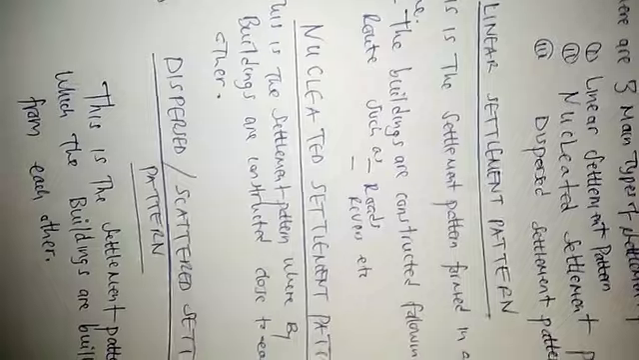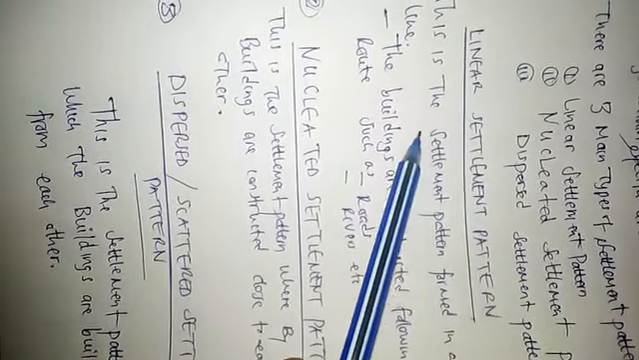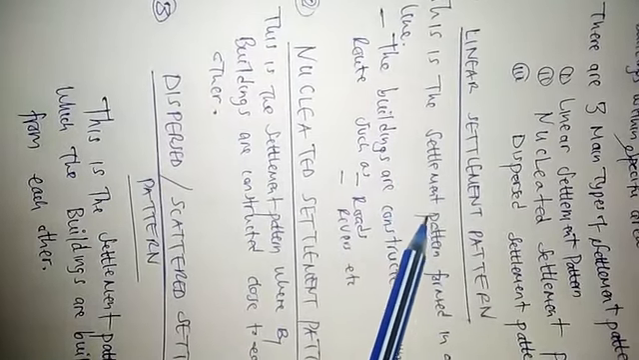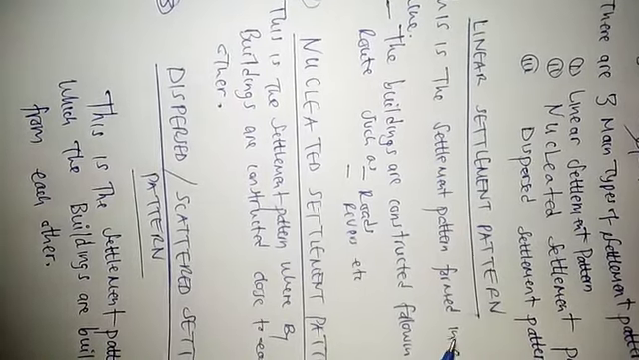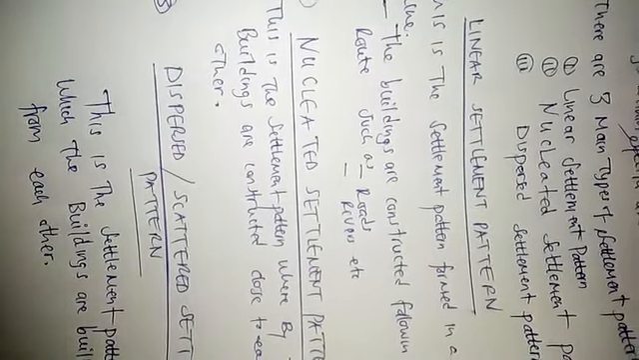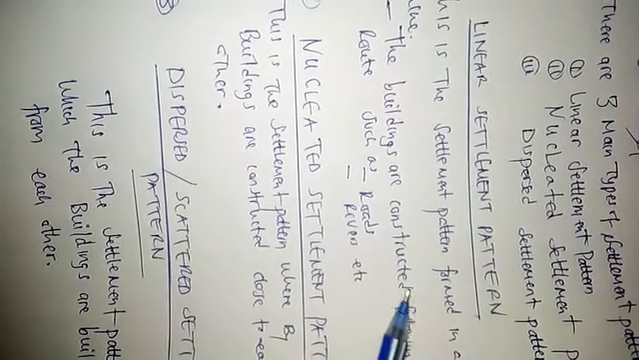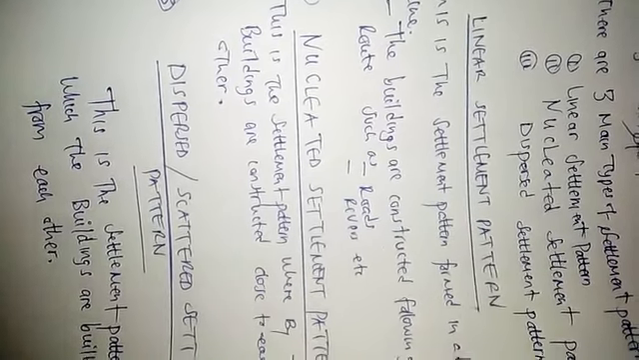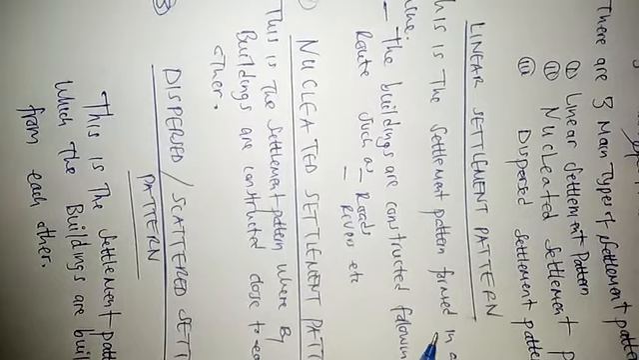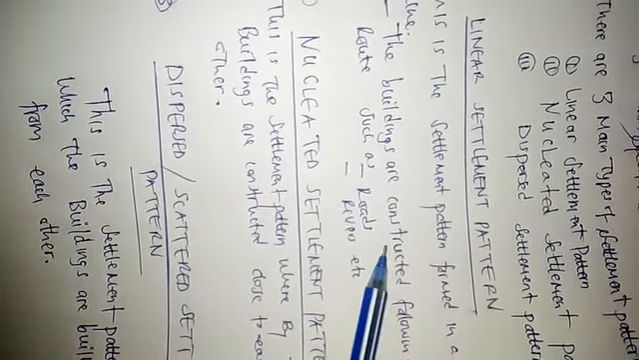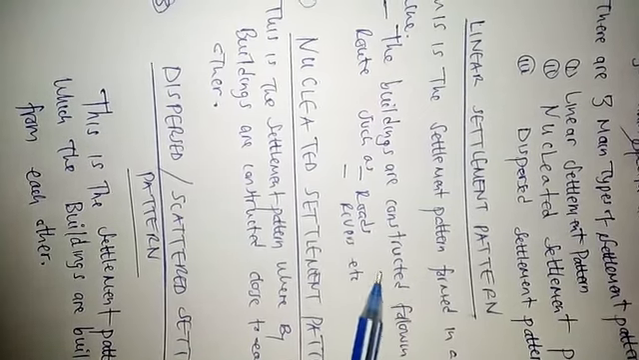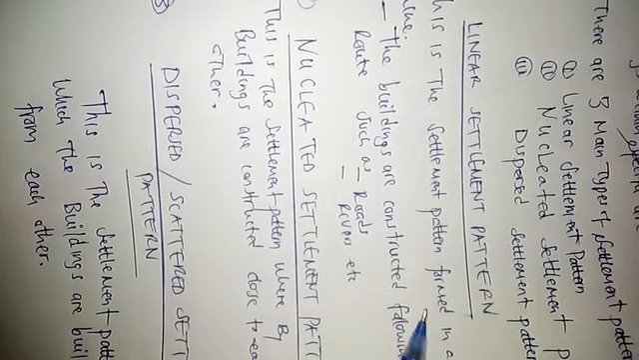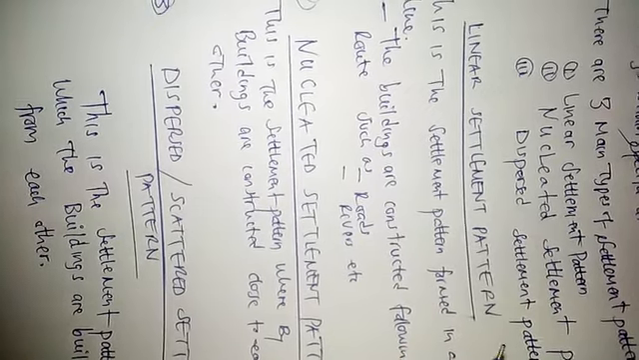What is linear settlement pattern? A linear settlement pattern is a settlement pattern formed in a long line. This means that the buildings are constructed in a long line, or following a straight path. The buildings are constructed following roads, and sometimes along a river course. So you can see some buildings along the road, or along a river course.